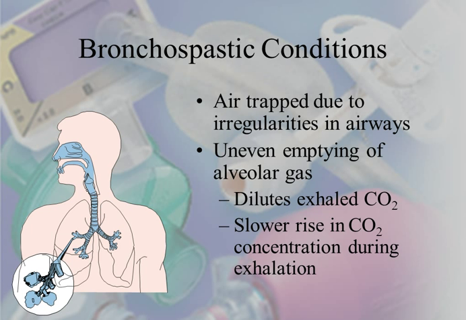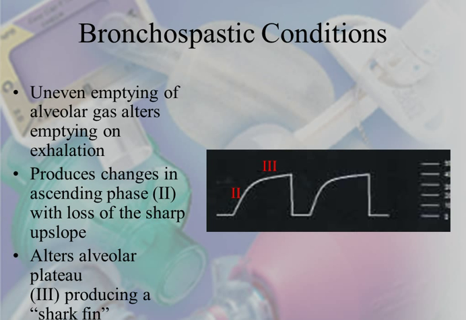All right, so bronchospastic conditions. The air is trapped due to the irregularities in the airways. They have uneven emptying of the alveolar gas. It dilutes the exhaled carbon dioxide, so there's a slower rise in the carbon dioxide concentration during exhalation. The uneven emptying of the alveolar gas alters exhalation. This is back to that shark finning. It produces a change in the ascending phase with a loss of the sharp upslope, and alters the alveolar plateau.